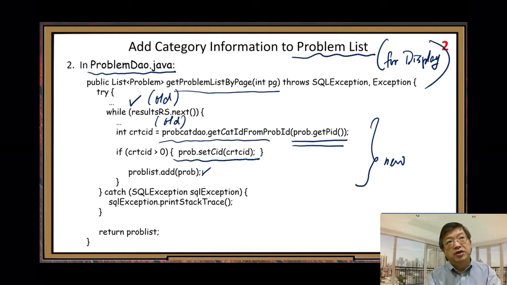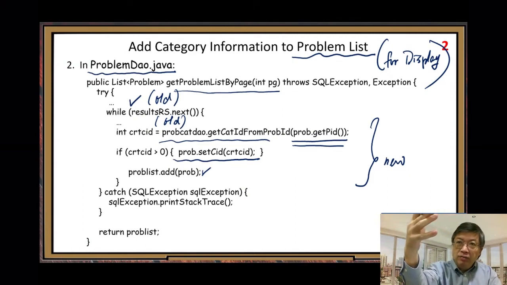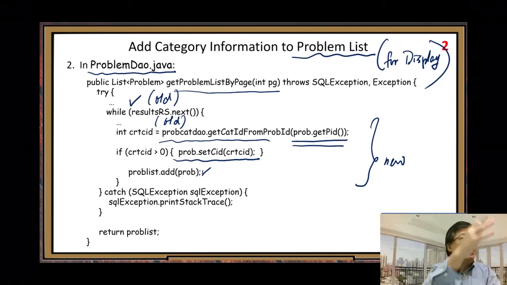So after this modification, you can imagine later every time we call this method, the list of problem objects already contains the category information. We just use it with that category information. All right, so that's step 2.